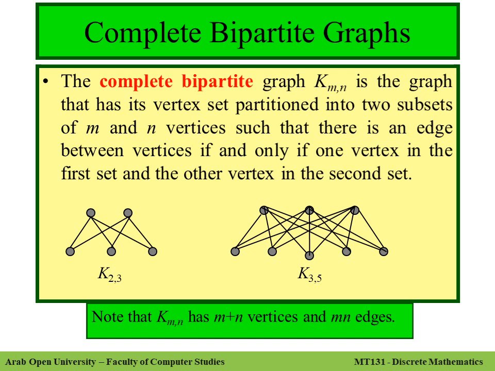The picture to the right is a picture of K_{3,5}. Here the top group of vertices has 3 vertices. The group in the lower part has 5 vertices. Every vertex from the first group is connected to every vertex in the second group. The number of vertices in K_{3,5} will be 8. The number of edges is 3 times 5, which is 15 edges.